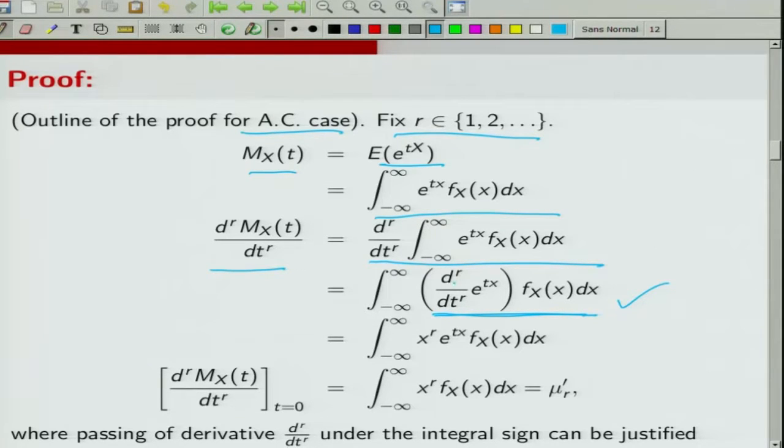So now if I look at d^r by dt^r of e to the power tx, that becomes x to the power r e to the power tx f_X(x) dx. Now I put t equal to 0. When you put t equal to 0 over here, you get the quantity 1. So the thing which you get is the integral from minus infinity to infinity of x to the power r f_X(x) dx, which is nothing but mu_r prime.